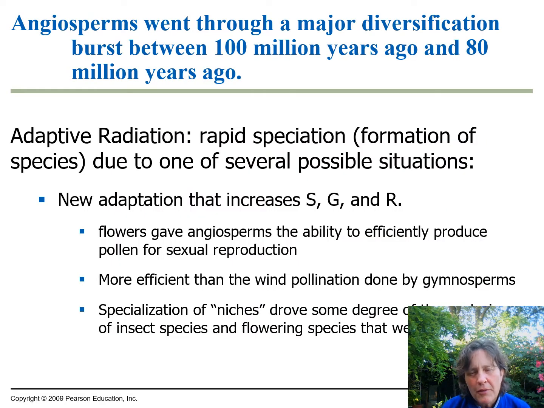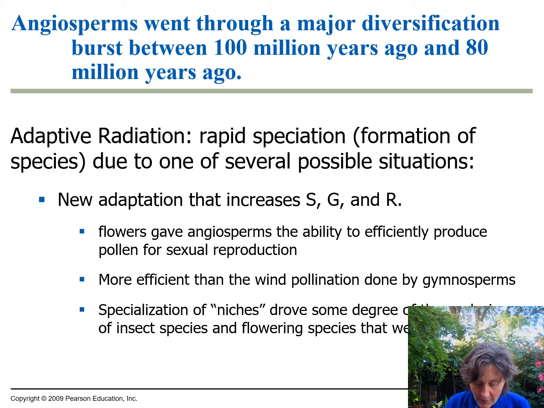So we know that flowering plants went through this major diversification burst between about 100 million years ago and 80 million years ago. And that seems like a long period, but it's really short in terms of evolutionary history. We call these rapid speciation bursts adaptive radiation. Speciation is the formation of new species, and there are several different situations that could cause adaptive radiation.